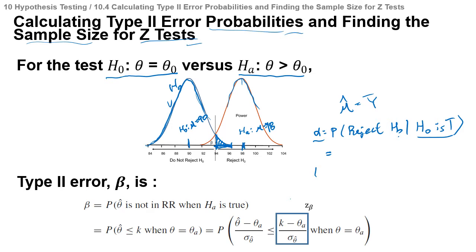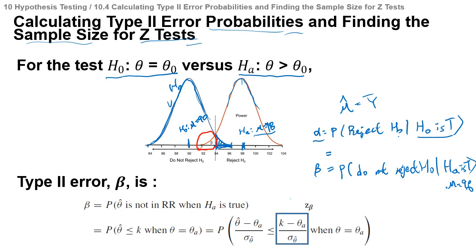And what about beta, the type 2 error? Type 2 error is the probability of not rejecting H0 given HA is true. So here HA is mu equals 98. Given mu equals 98, this red distribution is the alternative hypothesis. And given this red distribution, not rejecting H0 means this red part.